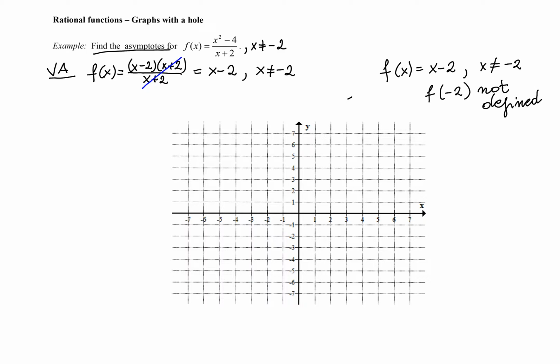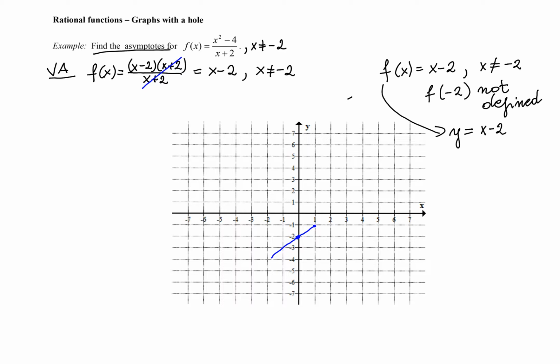So if I want to graph this function, I know how the graph of this function looks like. The graph of this function is the graph of the straight line y equals x minus 2. This is a straight line with y-intercept negative 2 and slope 1, so it goes through the point 1 and negative 1.